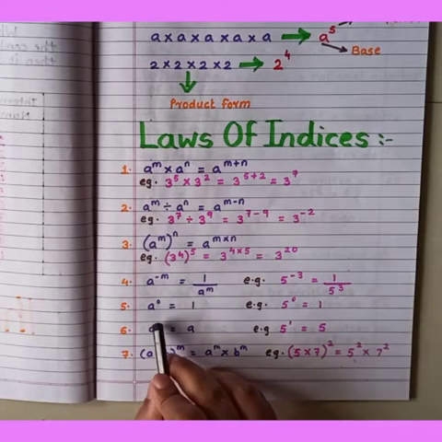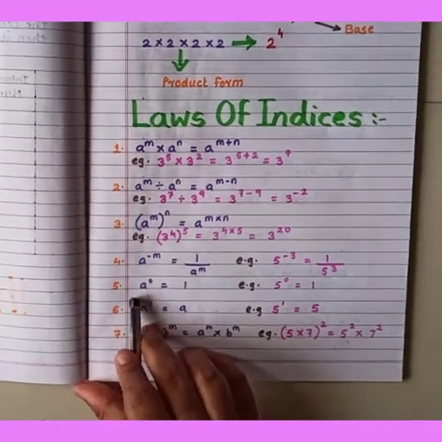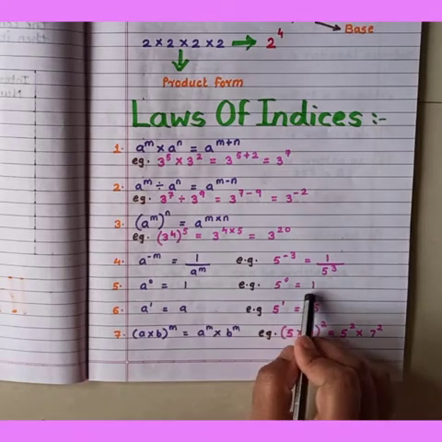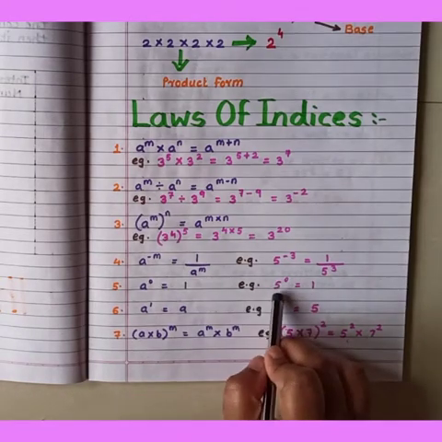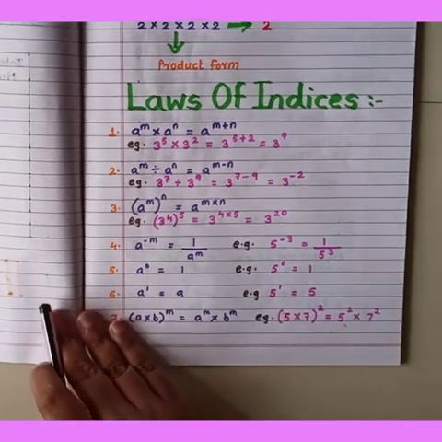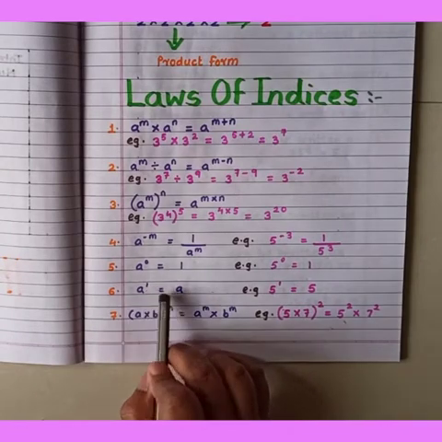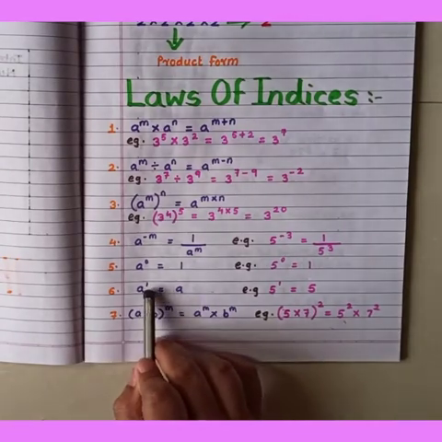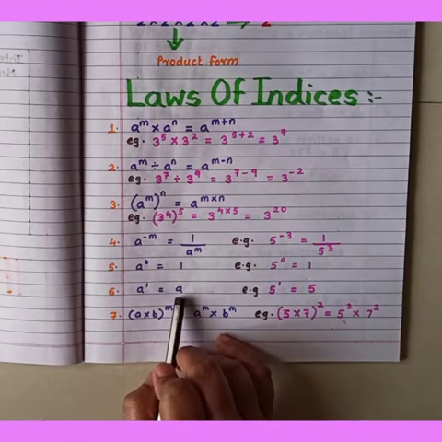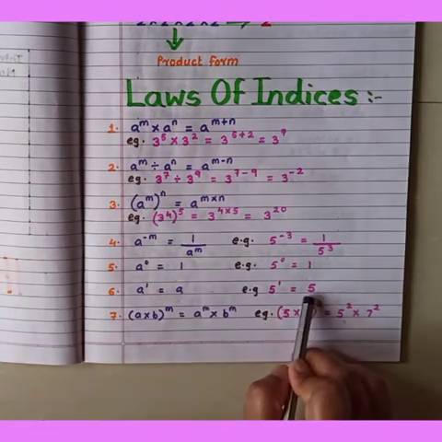Next, fifth law: A raised to 0 is always 1. That means any number with 0 power gives the answer 1. Therefore, for example, 5 raised to 0 is also 1. Next law: A raised to 1 is A. Actually, we never write the power 1, but you should know that A raised to 1 is always that particular term. Therefore, 5 raised to 1 is 5.